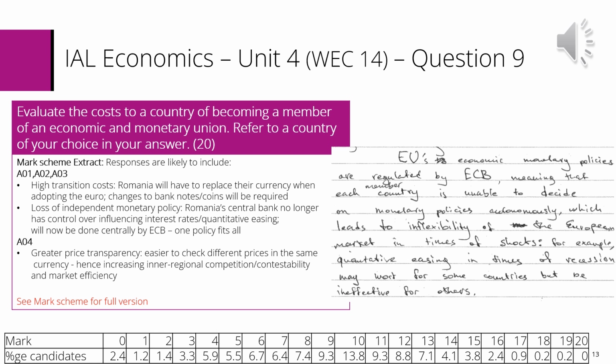Let's move on to the penultimate question, which is question 9. Question 9 was actually the worst performing question on this unit. The question asked students to evaluate the cost to a country of becoming a member of an economic and monetary union. The question again was a levels of response style question. So again, the examiner was reading the question holistically and deciding which skills best fit the student's response and placing the response in that level.